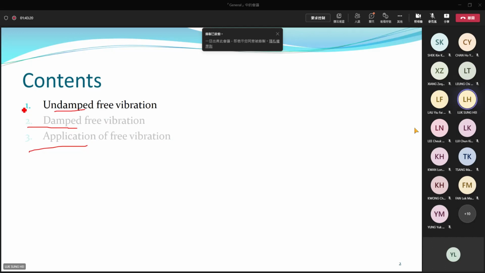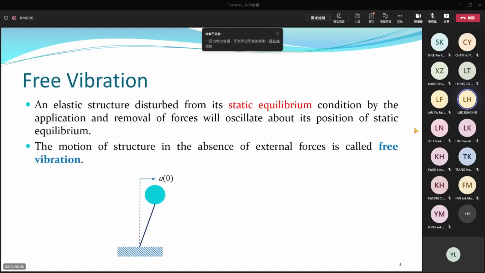At the beginning, let us discuss how to solve the equation of motion for an undamped system under free vibrations. But firstly, what is free vibrations? What is the meaning of free vibrations? Maybe you have heard this term before in other physics modules.